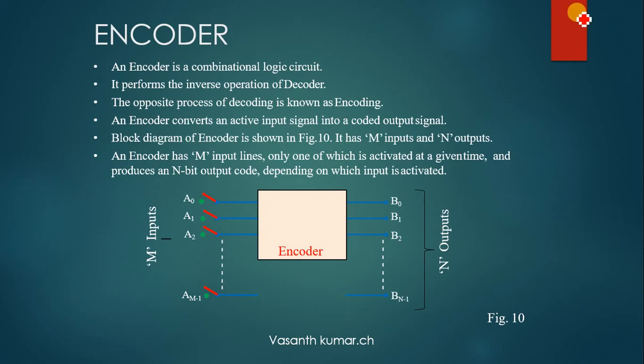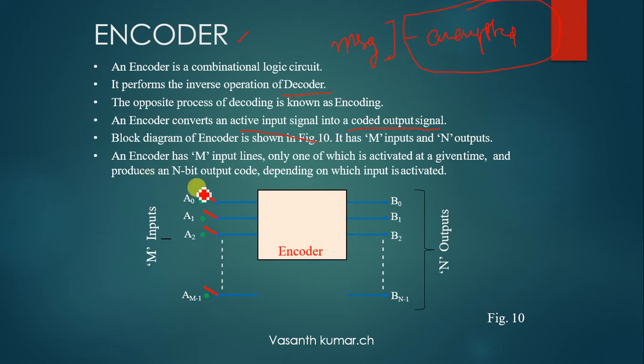So coming to the next thing, which is an encoder. This is responsible for your message. Okay, you have a message and this message has to be encrypted, that means converted into a coded form. This is responsible for that. It is exactly opposite of a decoder. Okay, so an encoder converts an active input signal into a coded output signal. That means you are basically encrypting the data values, right?